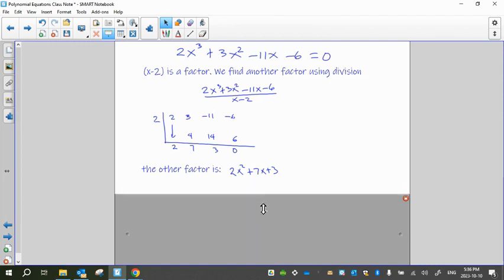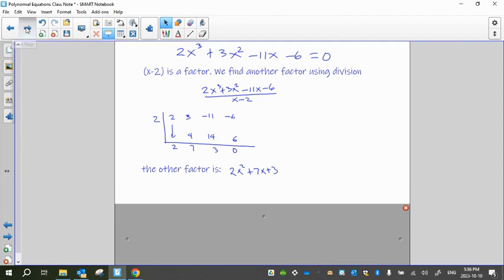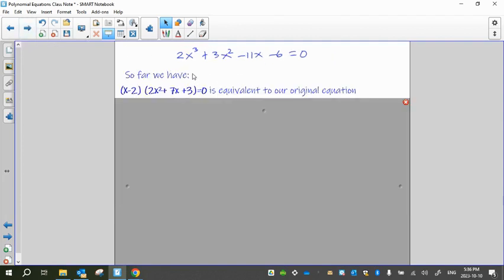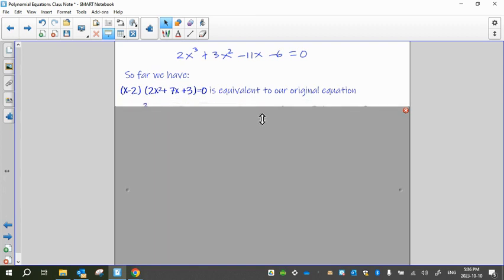Very good. So now taking this again into perspective, this is what we have done so far. We found a factor of negative 6, in this case 2, and we realized that that's a 0. And then we executed a division and found that 2x squared plus 7x plus 3 is another factor. And because the product of these is 0, we know already that 2 is going to be a solution, but now we need to find the solution to this quadratic equation. 2x squared plus 7x plus 3 equals 0.